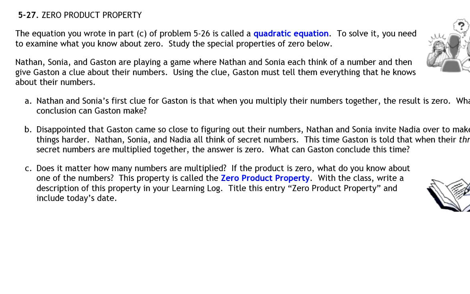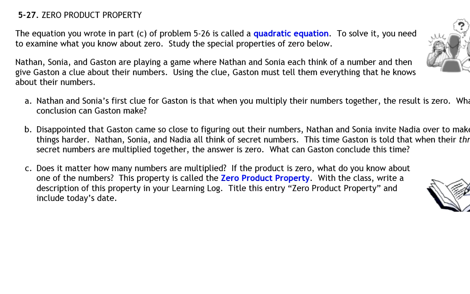Nathan, Sonia, and Gaston are playing a game where Nathan and Sonia each think of a number and then give Gaston a clue about their numbers. Using the clue, Gaston must tell them everything he knows about their numbers. Nathan and Sonia's first clue for Gaston is that when you multiply their numbers together, the result is 0.